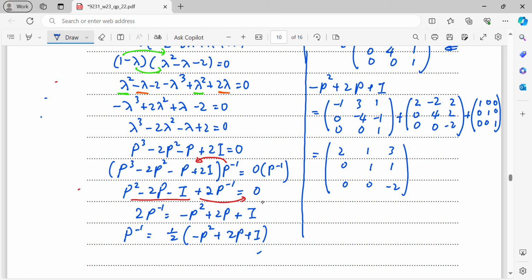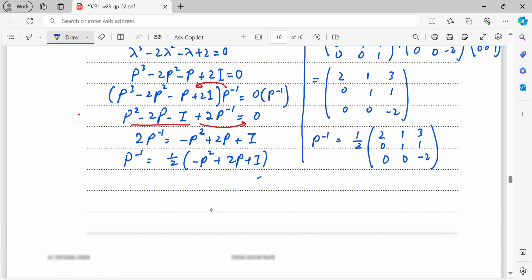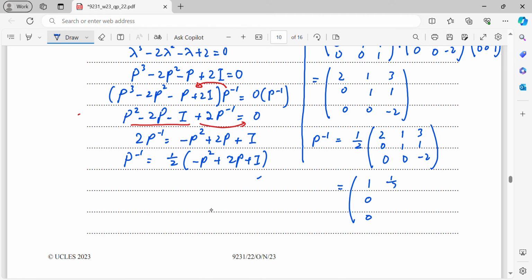But now my P inverse is half of the whole matrix. Therefore, I'm getting 1, 0, 0, half, half, 0, 3 over 2, half, and minus 1. So this is my P inverse.